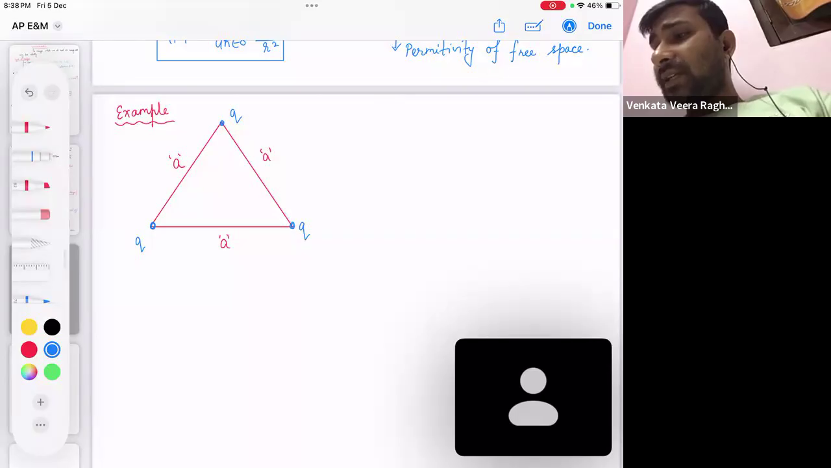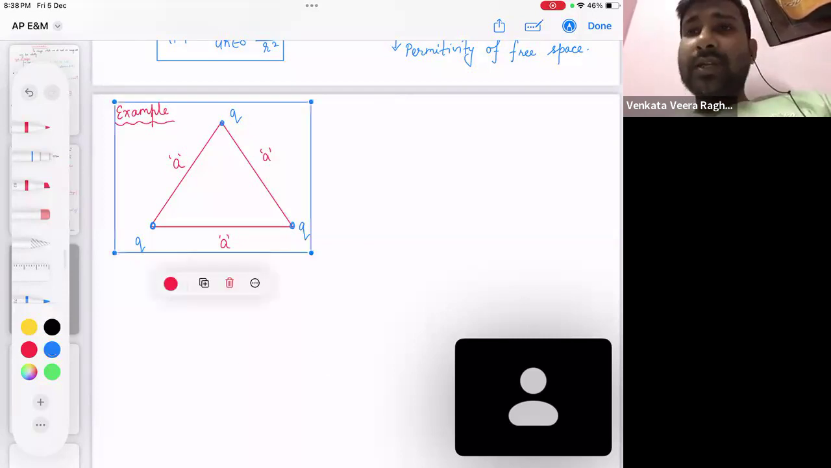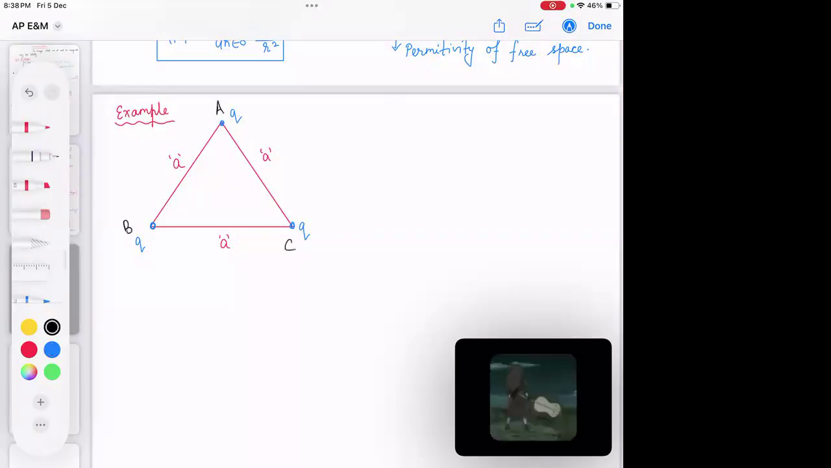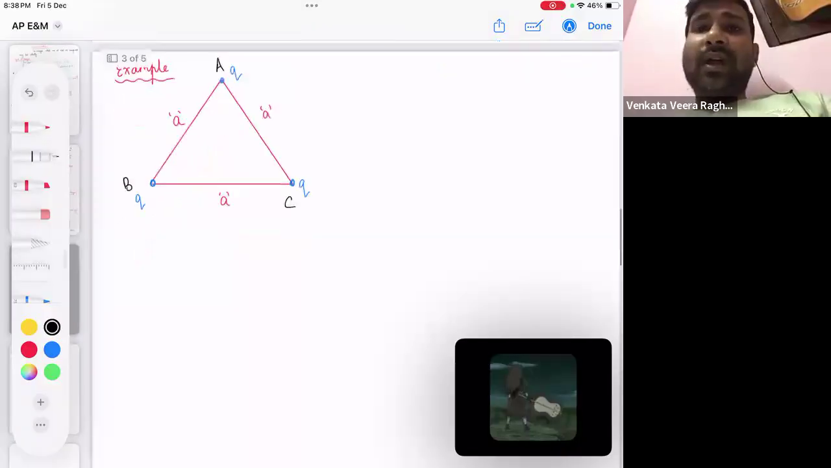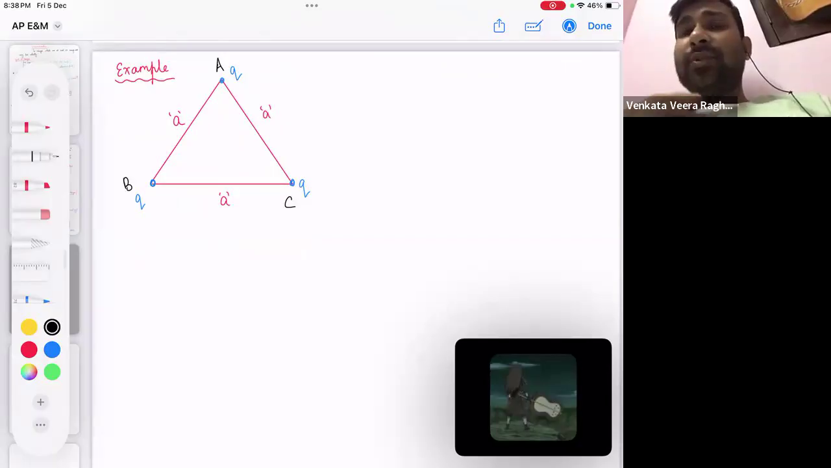So which charged particle do you want to find out? You can take any one, the same answer will come, isn't it? Let me label the corners A, B and C. Take the B corner. So tell me, how many particles are going to apply force on the B corner? Two particles. A will apply force on B and C will apply force on B.